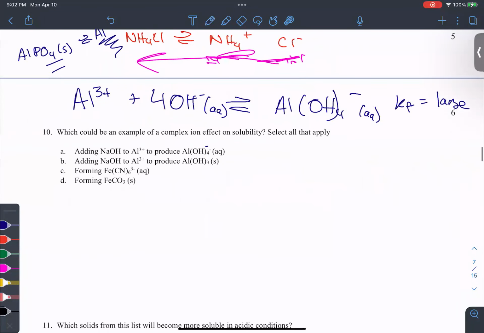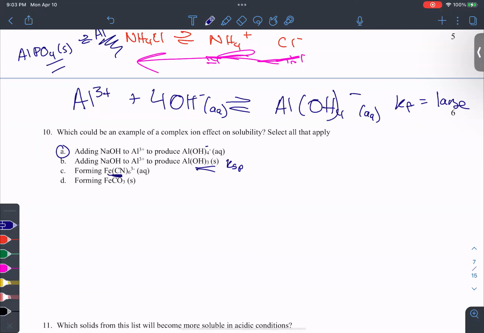So of these last ones, which ones are examples of complex ion formation affecting solubility? If we add sodium hydroxide to aluminum 3+ and make an aqueous soluble complex, this will make any insoluble aluminum compound more soluble. But if we add sodium hydroxide to aluminum 3+ and form a solid, this does not affect our solubility, right? Because we're just forming the solid. This is actually just describing KSP, right? There's no complex being formed.